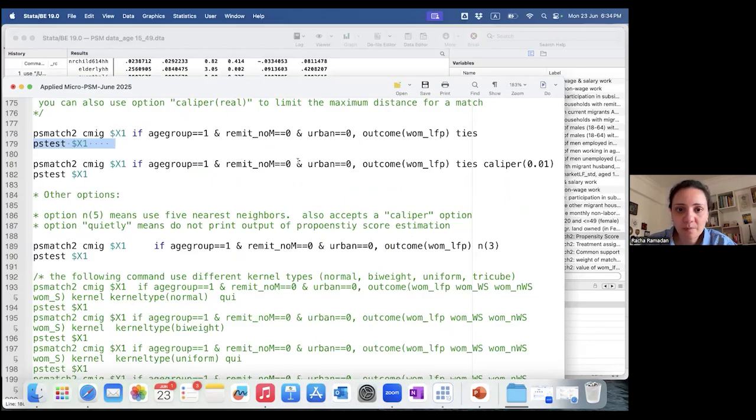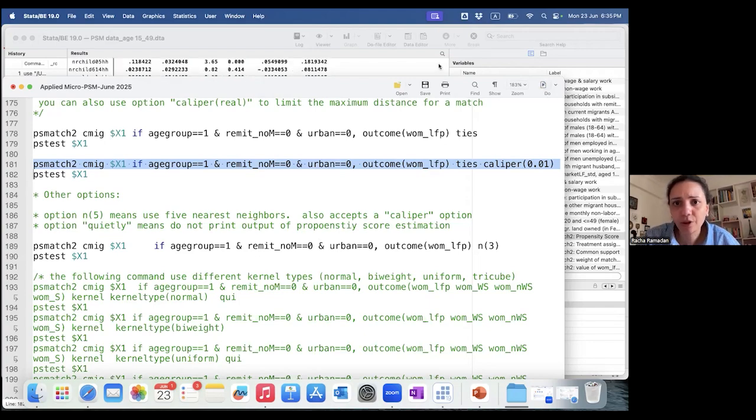I will do the same thing. I want STATA to match the treated one with the closest counterfactual one. However, I want to make sure that this closest is not that far. I don't want the gap to be 0.5, for instance. So I will add a caliper. Here in the options, I will add caliper, which is the maximum difference that STATA can go for. And I will specify 0.01. Again, this is subjective, but I don't want it to have a larger difference than this. And I will run it.